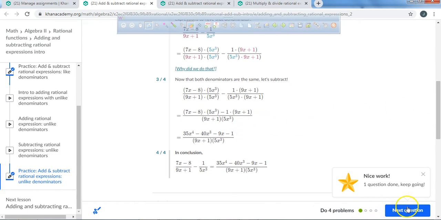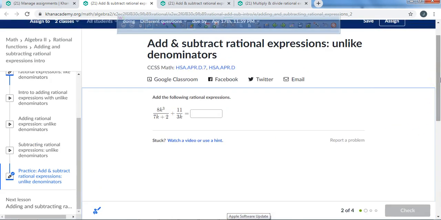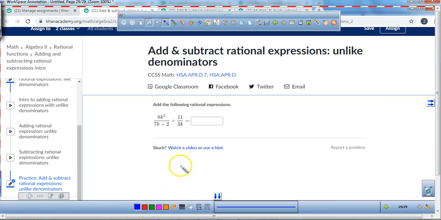All right, let's go on to the next question. Ooh, let's take a look at this guy. Ooh, good, we get to add, not to subtract, which should make it a little bit easier. So, what we're going to do is we're going to write it nice and neat.